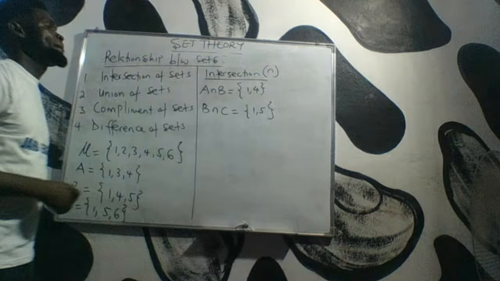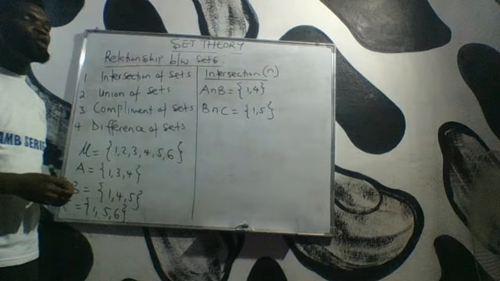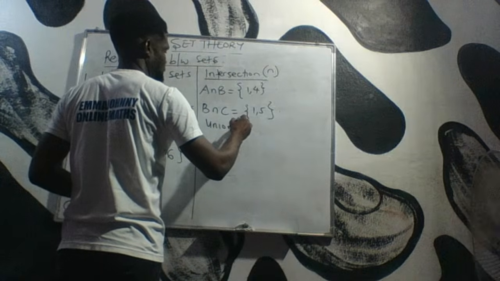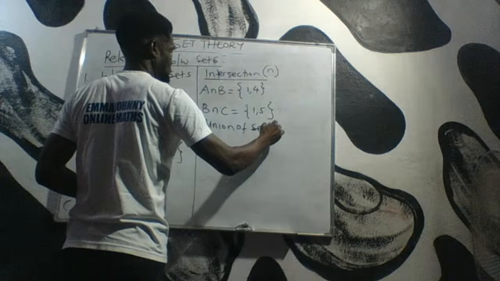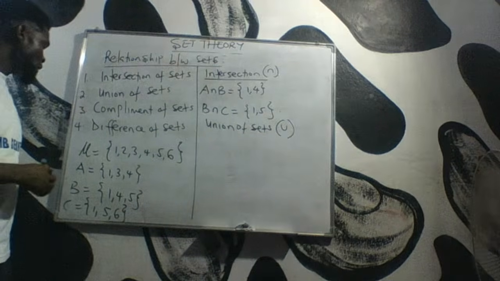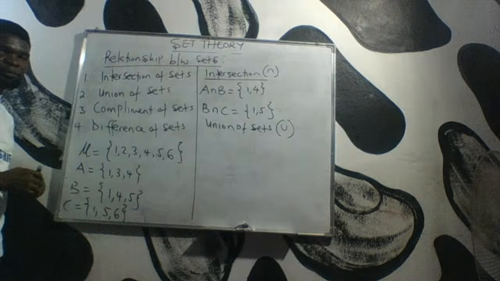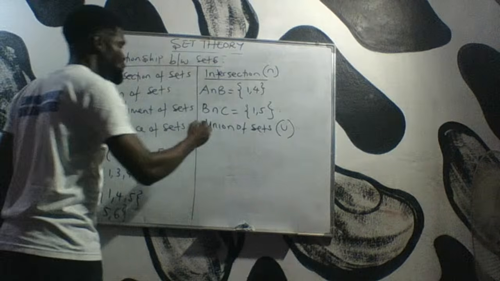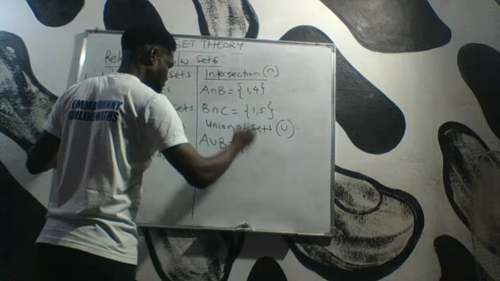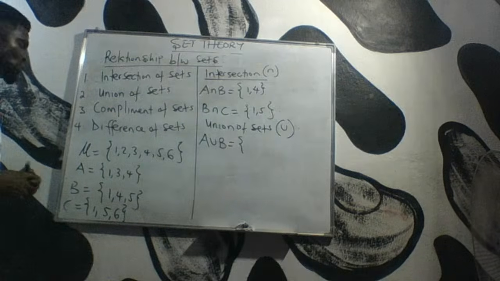Now, let's look at union of sets. Union. Grammatically, that is the symbol for union. So given two sets A and B, the union of these two sets, written as A union B, is equal to... Now how do we find union?